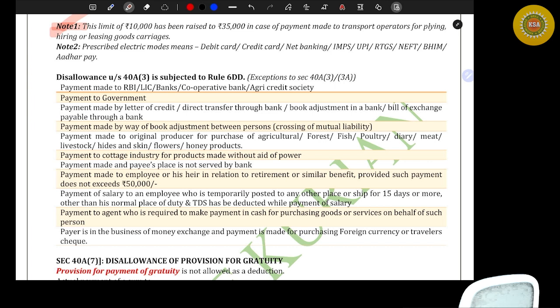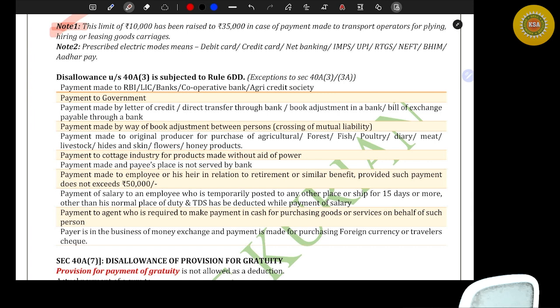Then, book adjustment in a bank. You directly go to a bank, fill that slip, and you can transfer the amount. So, bill of exchange payable through a bank is also covered under Rule 6DD. Payment made by letter of credit, direct transfer through bank, book adjustment in a bank, bill of exchange payable through a bank. Everything is covered under 6DD.